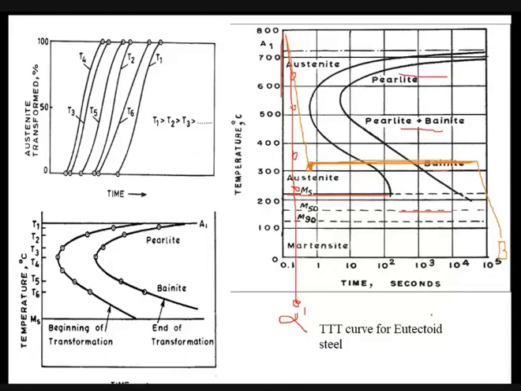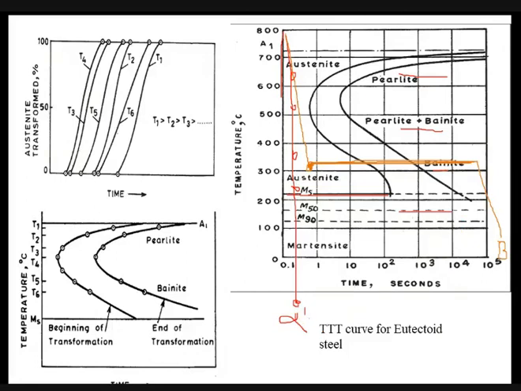This bainite is again formed due to non-equilibrium cooling, so this is also a non-equilibrium phase. Bainite is a mixture of ferrite plus carbide. So here we have martensite, and here we have bainite.